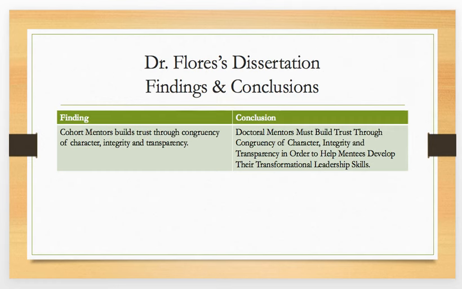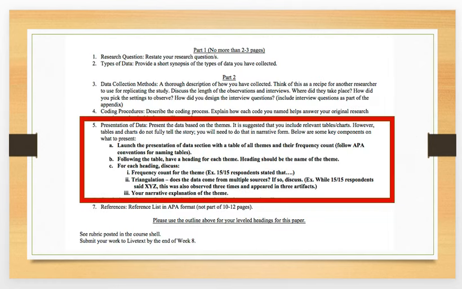Okay. And so if we take a look at your signature assignment, and I'm going to draw your attention to step number 5, which is the presentation of data. It says that you should launch the presentation of data with a table of the themes and their frequency counts. You should then, following the table, have headings for each of the themes. And then for each of the themes, discuss the following 3 things.